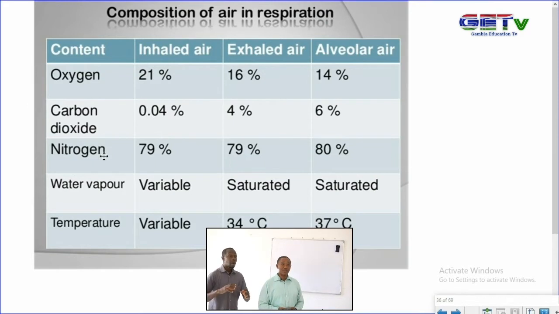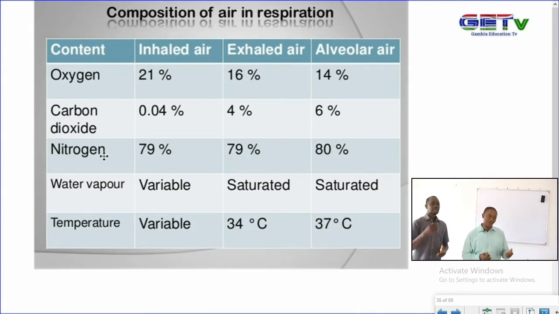The composition of air during respiration. This is a very important table that you need to try to remember. You can see on the left we have the main components of air: oxygen, carbon dioxide, nitrogen, water vapor. Of course, temperature is not part of the air, but we're looking at the temperature of the air that we inhale and exhale. So for inhaled air, the amount of oxygen is about 21%. And when you exhale, the amount of oxygen is reduced. Now it's 16%. All right?